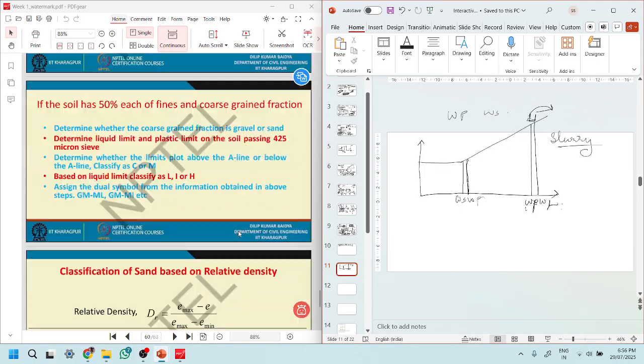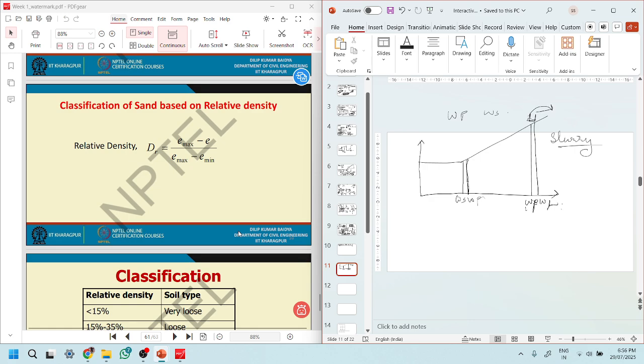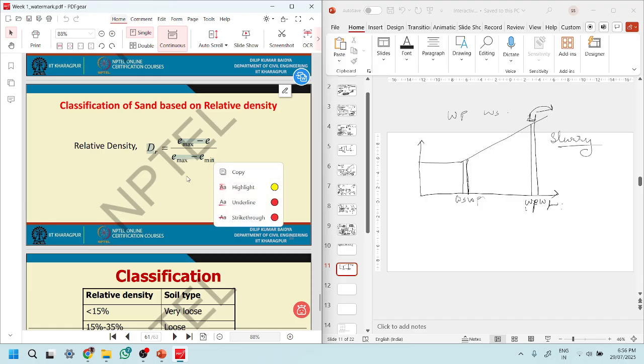So, these are the classifications. The classification can also be made based on relative density. We only talk about relative density in terms of coarse grained soils. We don't talk about relative density in terms of fine grained soils. When we're talking about fine grained soils, we usually talk about compaction properties. We talk about maximum dry density and optimum moisture content, which will be covered later. So, this is something that we talk about in coarse grained soils.